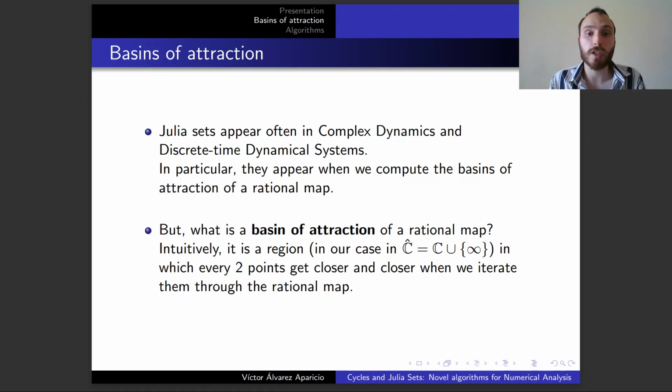However, for a certain rational map, we may also be interested in distinguishing the regions of the complex plane where the iteration converges to one specific n-cycle or another. These regions in the complex plane are what we call basins of attraction, because every 2 points that are in the same basin will eventually converge to the same n-cycle when we iterate them through a rational map.